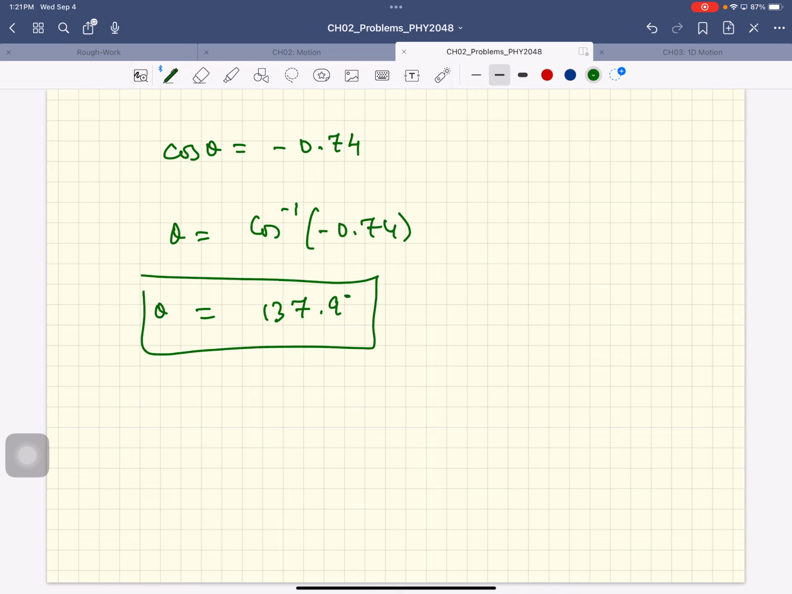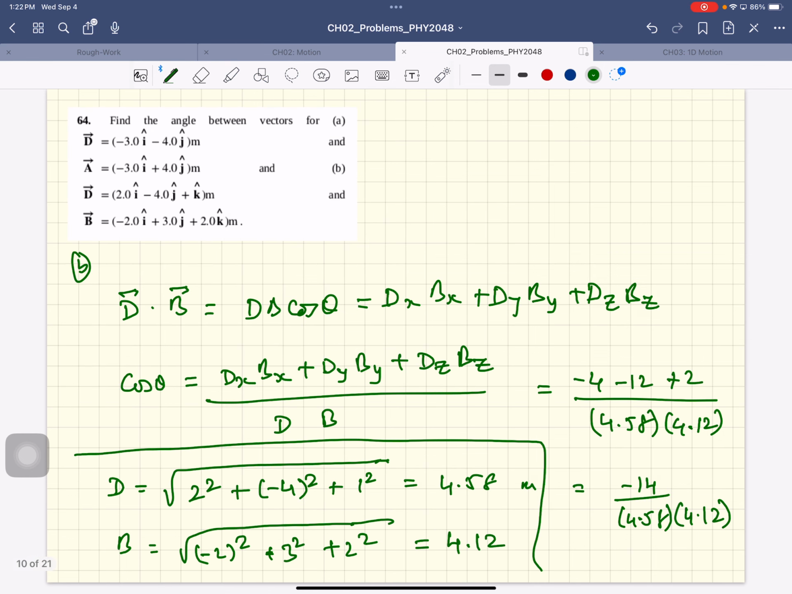Okay, so the two vectors are 140 degrees apart. That's what you found. Yep. All right, so whenever they ask you to find the angle between two vectors, you're using the dot product.